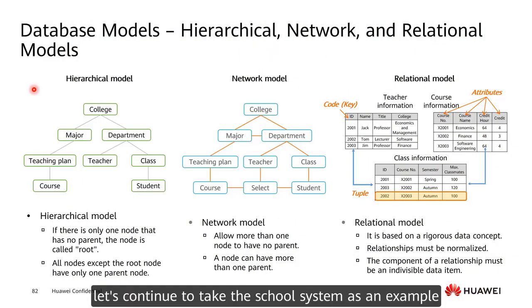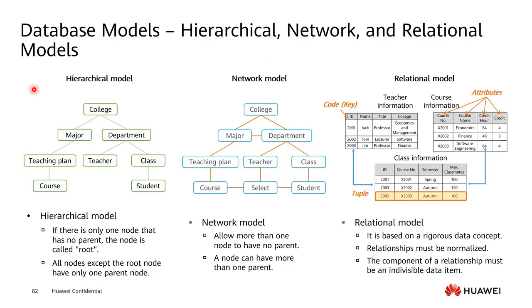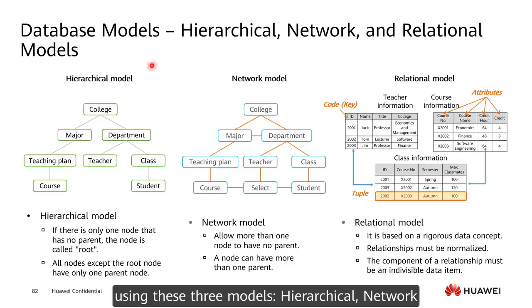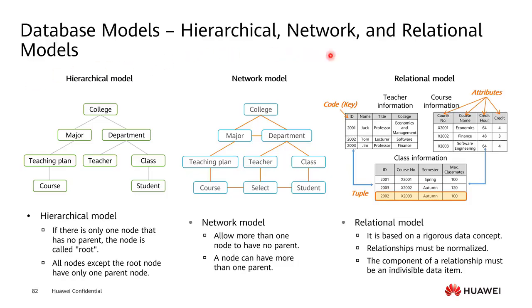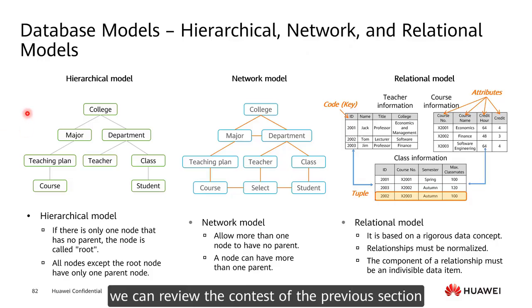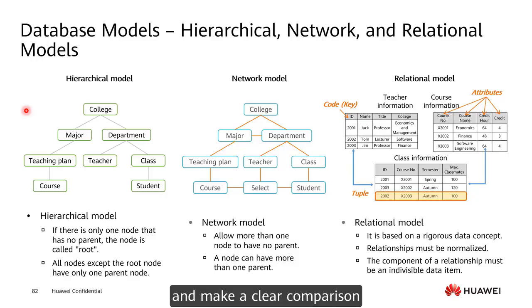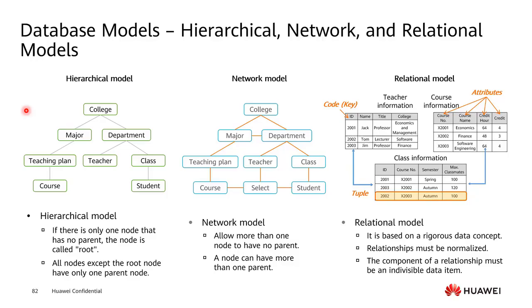On this page, let's continue to take the school system as an example, using these three models: hierarchical, network, and relational models. In this way, we can review the context of the previous section and make a clear comparison.